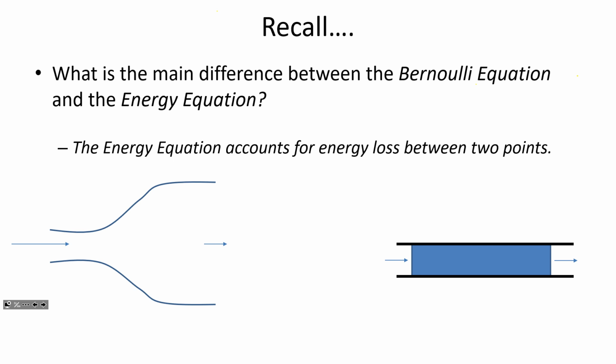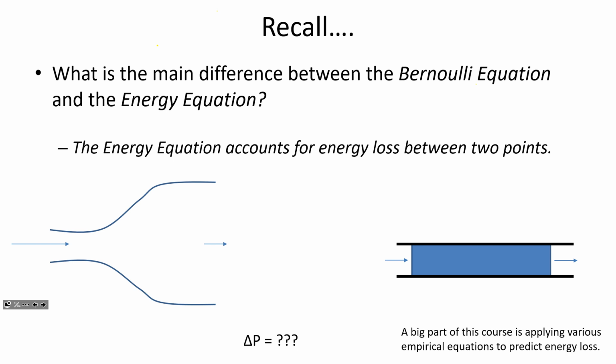So the difference between these two formulas, the Bernoulli equation and the energy equation, is that the energy equation no longer assumes that the flow is inviscid. And it starts to account for the reduction in pressure due to pipe friction. So delta P is more effectively accounted for in the energy equation.